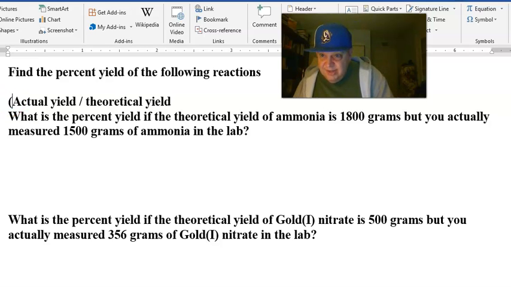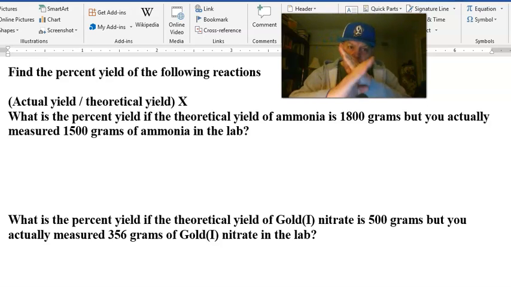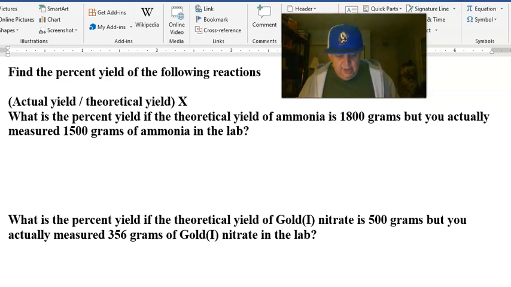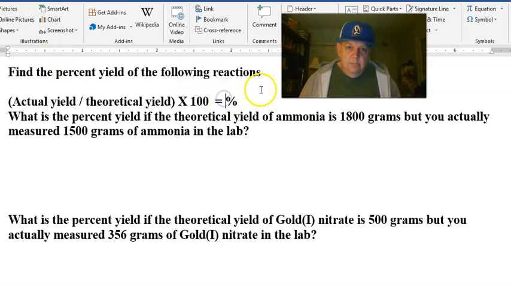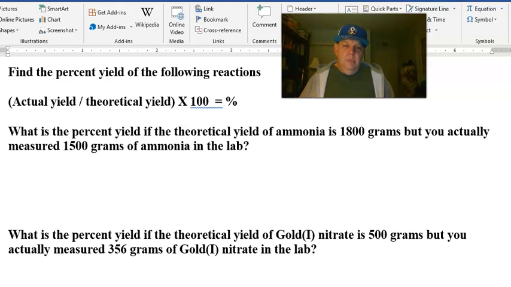I'm going to take this whole thing as one number, and then I'm going to multiply it. Notice the big X. I'm going to multiply it times 100. And that, ladies and gentlemen, is going to equal my percent. That's what it looks like. That's the actual formula in there.